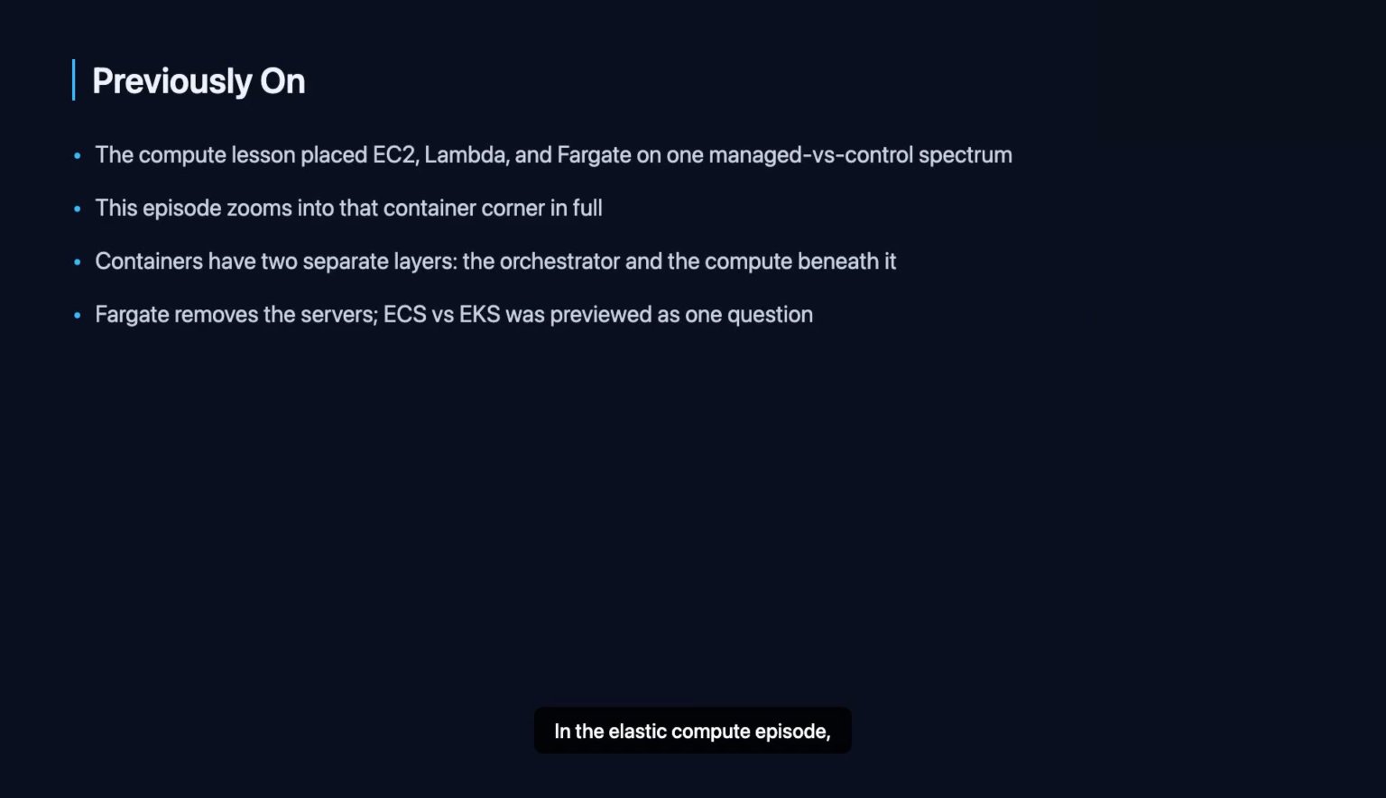In the Elastic Compute episode, we place EC2, Lambda, and Fargate on a single spectrum, from full control to fully managed. We also flagged that containers have two separate layers, the orchestrator on top and the compute underneath. We previewed the ECS versus EKS question and then moved on. Now we zoom all the way into that corner and take both layers apart properly.